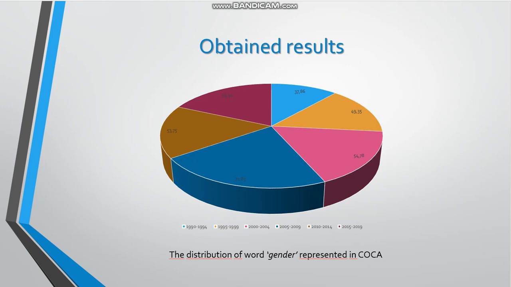Also, with the help of the chart, we found that the period of this word's usage is similar, and the most productive years are 2005 to 2009. This result may be related to the growing number of non-fiction literature and the greater interest of society in gender issues. You can see the results in this pie chart diagram.